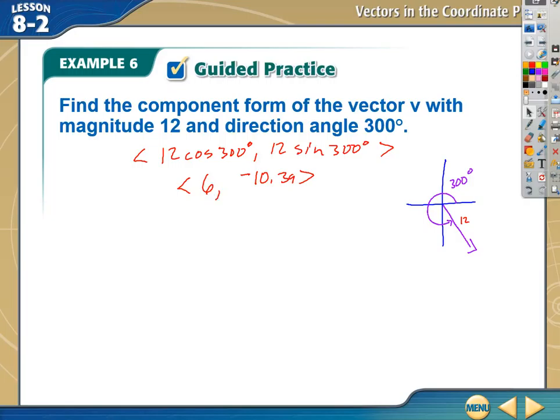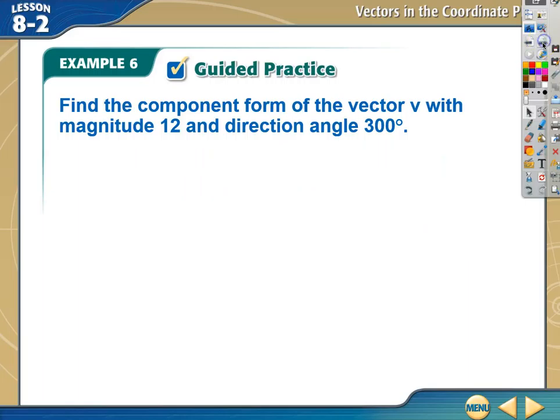To check to see if your answer makes sense, draw it out. If I have an angle of 300 degrees, that means I start here and scroll all the way around. It's 270, a little bit more makes that 300 degrees. There's my angle, I draw in my vector, and say it's 12. Doesn't it make sense that this should be at 6, negative 10.39? Yeah, that makes sense. It's in the right quadrant at least, right? That's all we're asking. Make sure you check, think about things, see if it works.